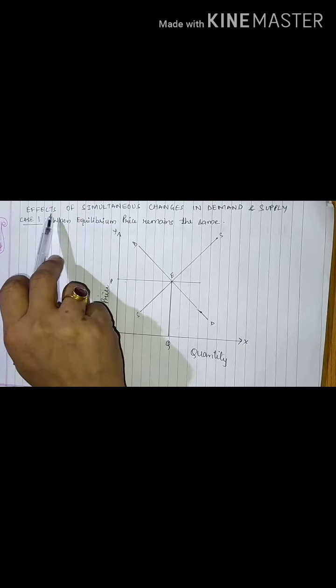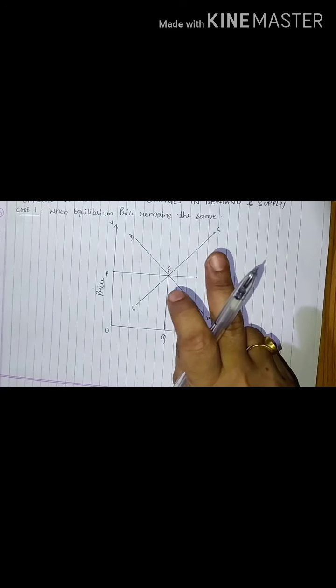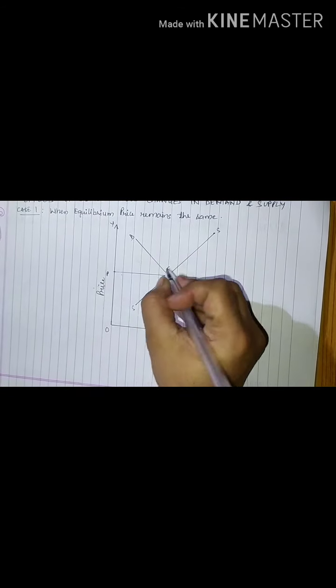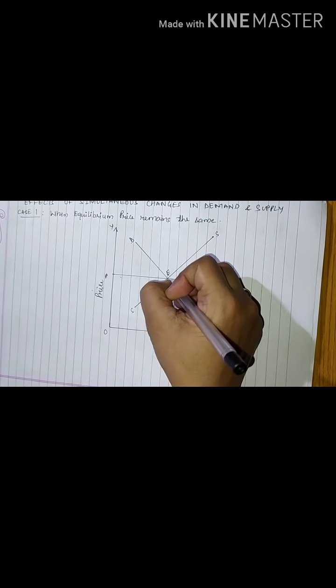Now we will check out the effect of simultaneous change in demand and supply. That means demand is changing and supply is changing simultaneously in the same direction. Now what will be the condition when the equilibrium price remains the same? Now what are we doing? This is my equilibrium price. I will keep this price constant. This is my supply curve, this is my demand curve, and this is the equilibrium price.